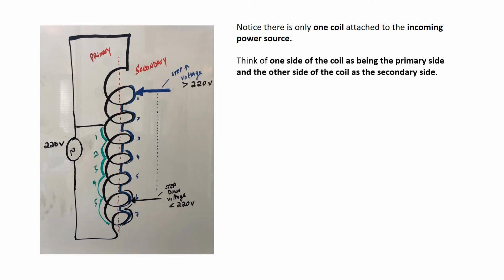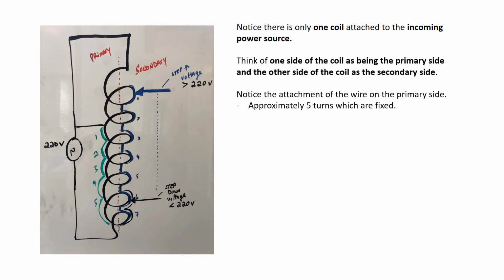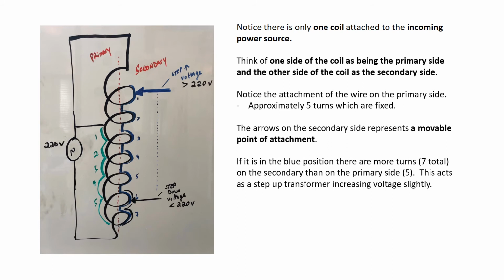So as I said, think of one side of the coil as being the primary side, the other side of the coil as the secondary side. Notice the attachment of the wire on the primary side, approximately 5 turns, which are fixed. The arrows on the secondary side represent a movable point of attachment. If it's in the blue position, there are more turns on the secondary than on the primary side. So 7 compared to the primary having 5. As I said, this would act as a step-up transformer, increasing the voltage slightly.